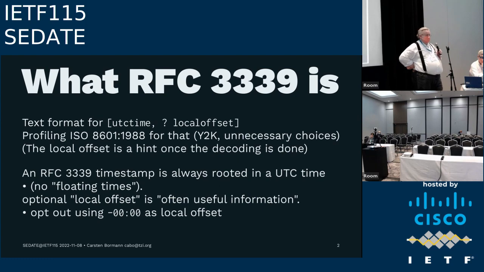One could argue that they didn't quite profile it right, but that's maybe not that important. There was a 2000 version of 8601, and that's even cited by 3339. So let's think about that. I'm noticing that when you look at the characters, you don't necessarily see a UTC time. When there is a local offset, the UTC time is encoded based on that local offset. But the data model view of this data is that you always have a UTC time and you optionally have a local offset.